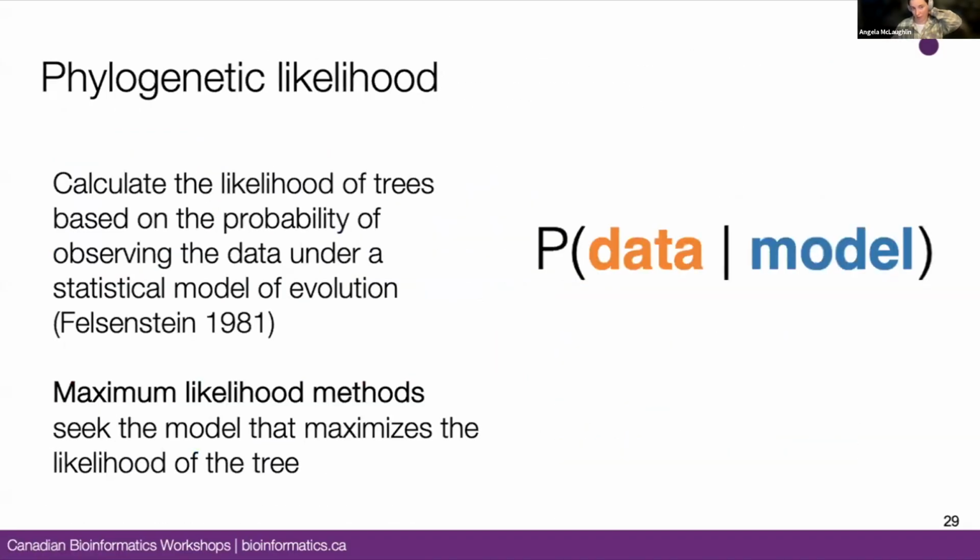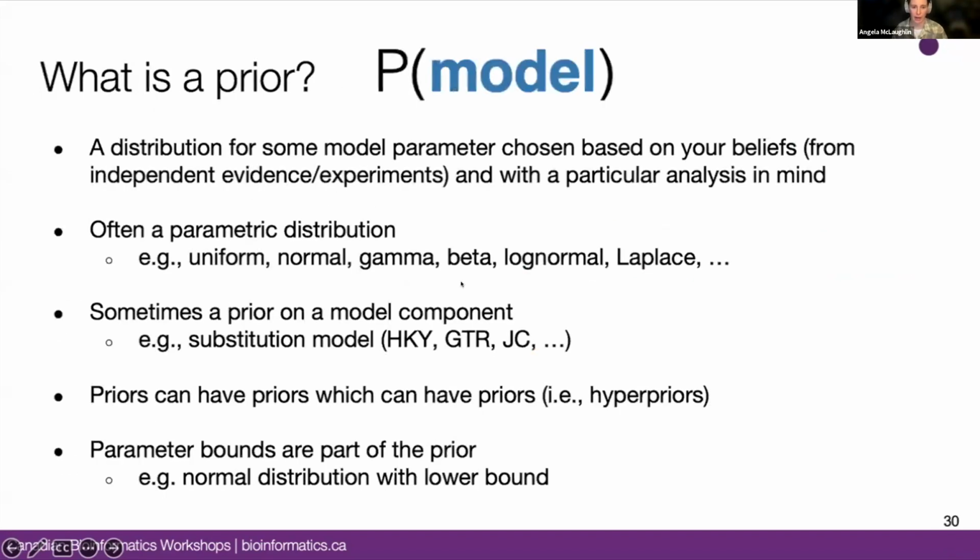So we discussed this a little bit already. So the phylogenetic likelihood, this is an important point. And so the likelihood of the tree is based on the probability of observing the data under this specific model of evolution. This is a classic definition from Felsenstein, one of the founders of phylogenetics and likelihood methods. But in terms of the priors, so the probability of the model, these are again distributions of parameters chosen based on your beliefs and prior evidence.